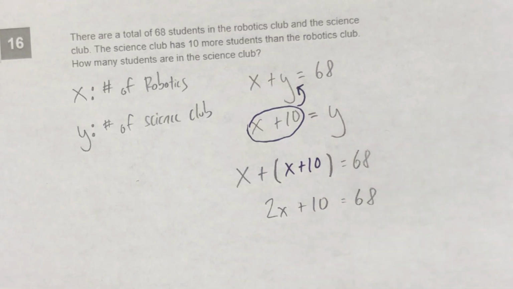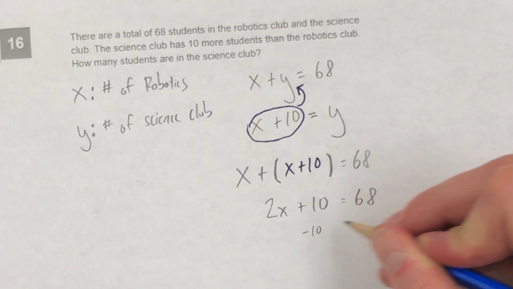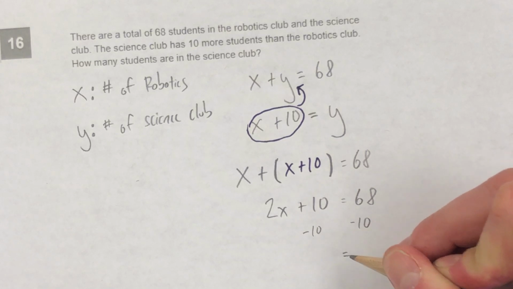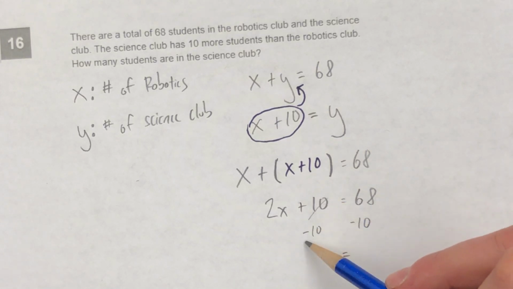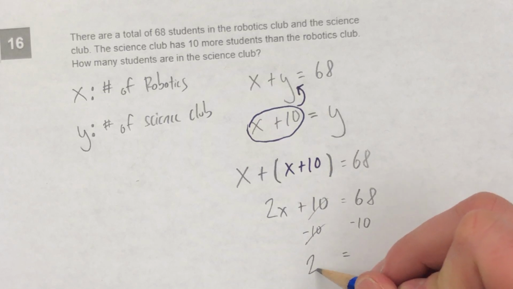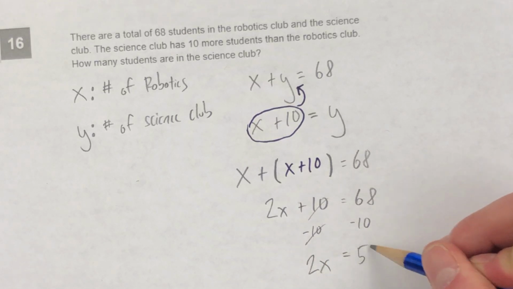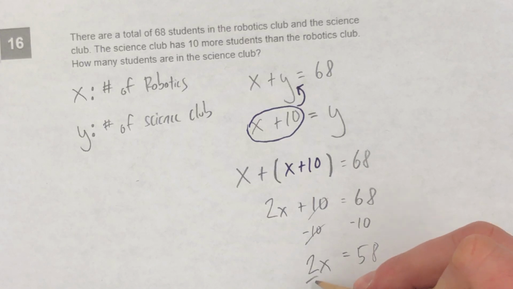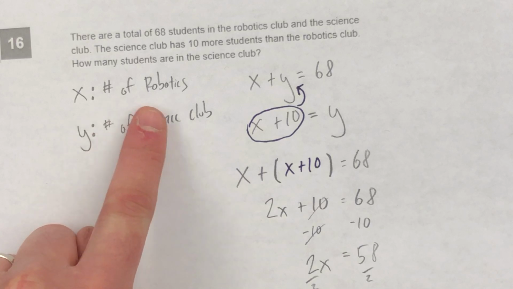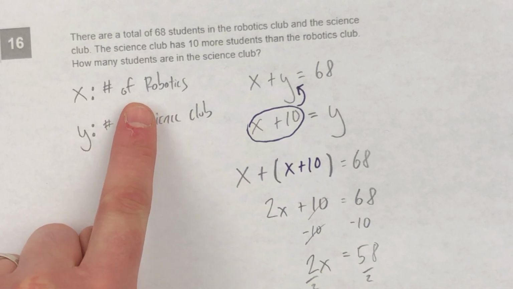I'm just solving for x, so I'm going to subtract 10 from both sides, which leaves me with 2x equals 58. Divide both sides by 2, and x is 29. Cool, so that tells me, if x is 29, that there are 29 students in robotics.